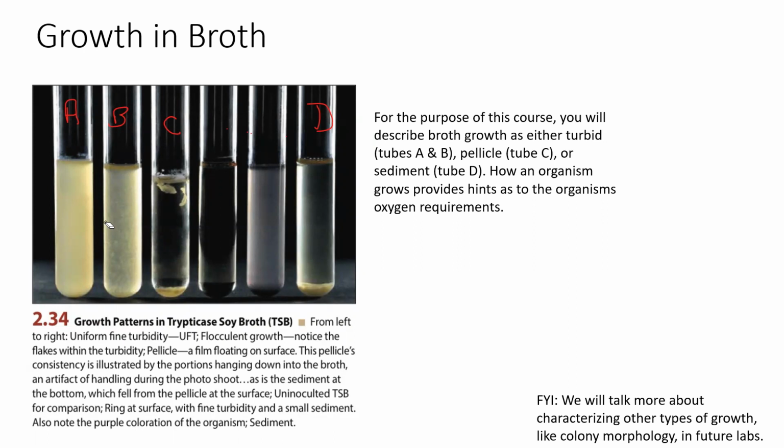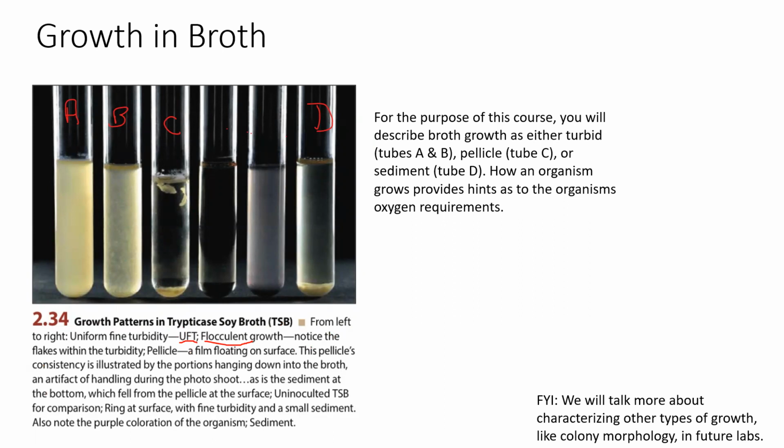So tube A and B, the bacteria are growing pretty evenly throughout the test tubes, okay? Now, if you look closely at B, it looks like there's little chunks of growth in there. So we call that flocculent growth. Okay, and this is all spelled out in this picture caption here. Flocculent growth is B, has those little chunks. But when the broth just looks nice and even, it's evenly cloudy, like tube A, we call that turbid. Specifically, it's normally called UFT for uniform fine turbidity.